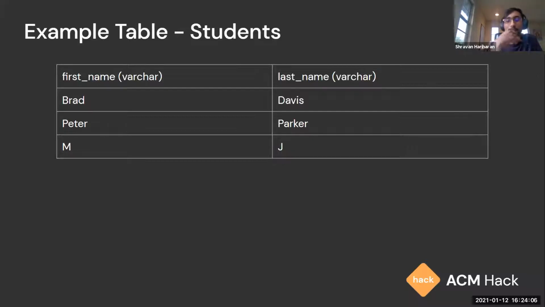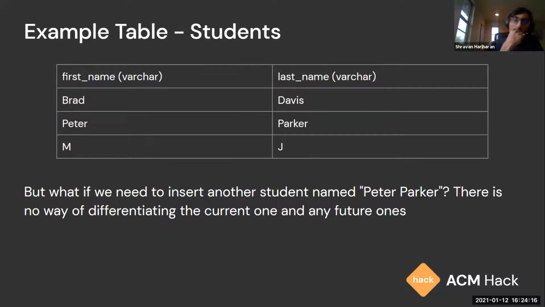Okay, so again, here's the table that we created with 3 entries. The columns are first name, last name, and the rows are Brad Davis, Peter Parker, and MJ. So this is an example table, but one thing we'll notice is that what if we need to insert another student with the same exact column properties? Like what if we need to insert another Peter Parker? There's no actual way of differentiating the current one we have and any future ones we would insert. So there's no unique identifier in this table.